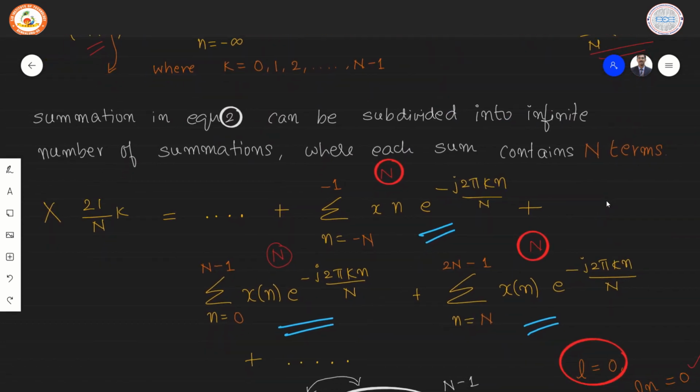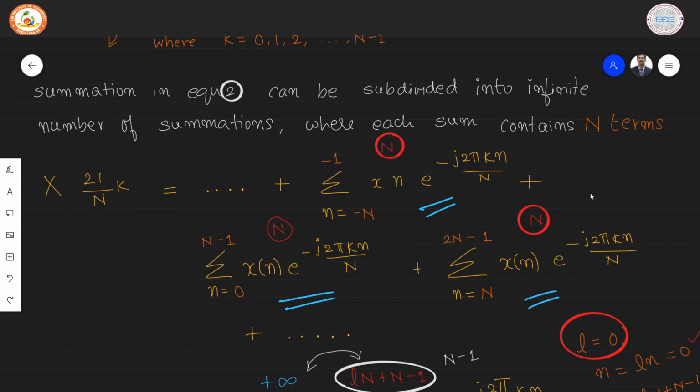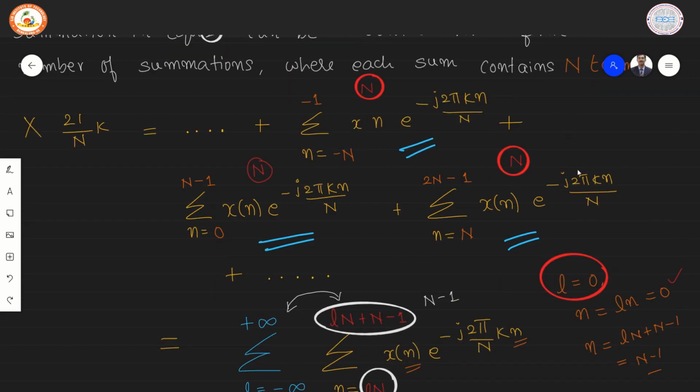To describe this, you can see the process here. On the RHS, you can see the limits. The limit starts from minus N to minus 1. It is N terms. The limits are 0 to N minus 1. This also has N terms. N to 2N minus 1 also has N terms. Like this, it can go on. That is why we put dots on either side, because the number of terms we can have like this is infinite.